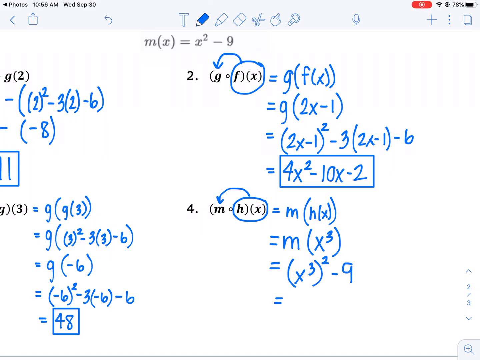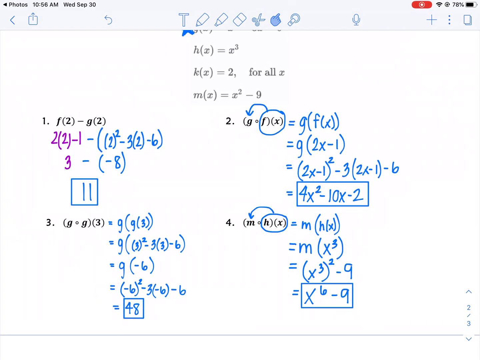Man, that looks weird. But we know our power rules. Power to a power, you multiply. x to the 6 minus 9. So please pause, try these again, look at what I did, make sure you understand what to correct.